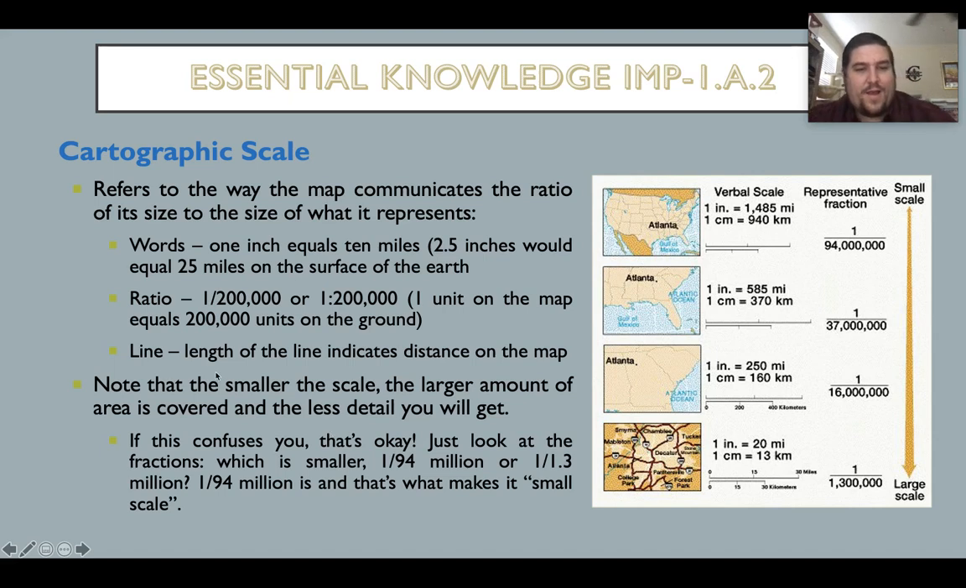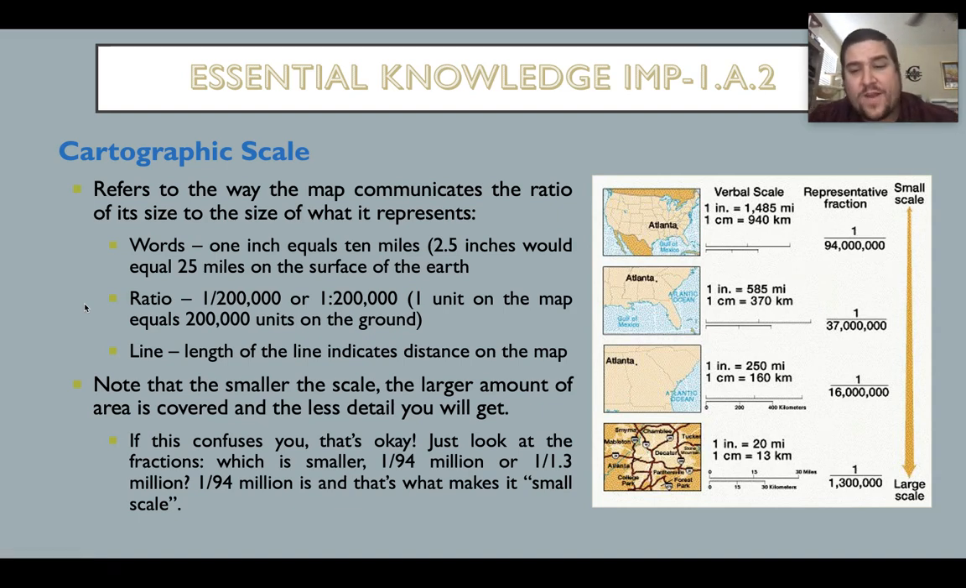Line, the length of line. Note that the smaller the scale, the larger the amount of area that is covered. It is kind of counterintuitive. Large scale map means you're looking at something very, very closely. Small scale map means you're looking at a large amount of area. You are going to have to know the difference of these two, and that is kind of the key part of cartographic scale, is that you understand small scale and large scale.